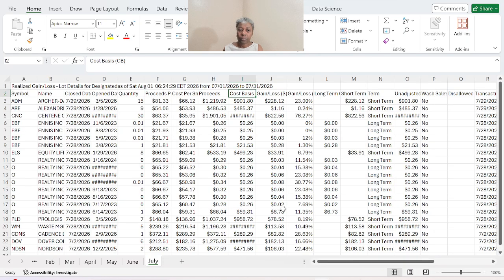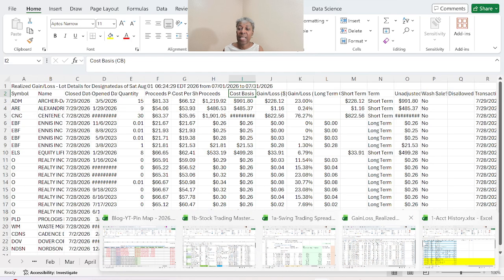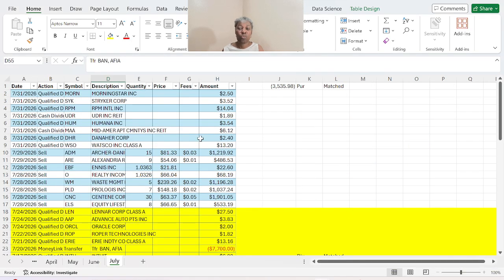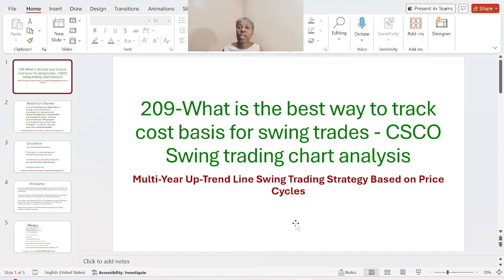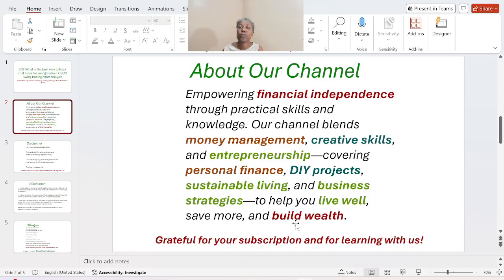But yeah, so those are the two ways that I found to retrieve my cost basis: the realized gain and loss sheet and my account history transactions. So which are the ways that you found to track your cost basis? But just keep in mind that those are more for your internal work. When it comes to filing taxes, your broker will give you a 1099, and that'll have what you need to file your taxes.